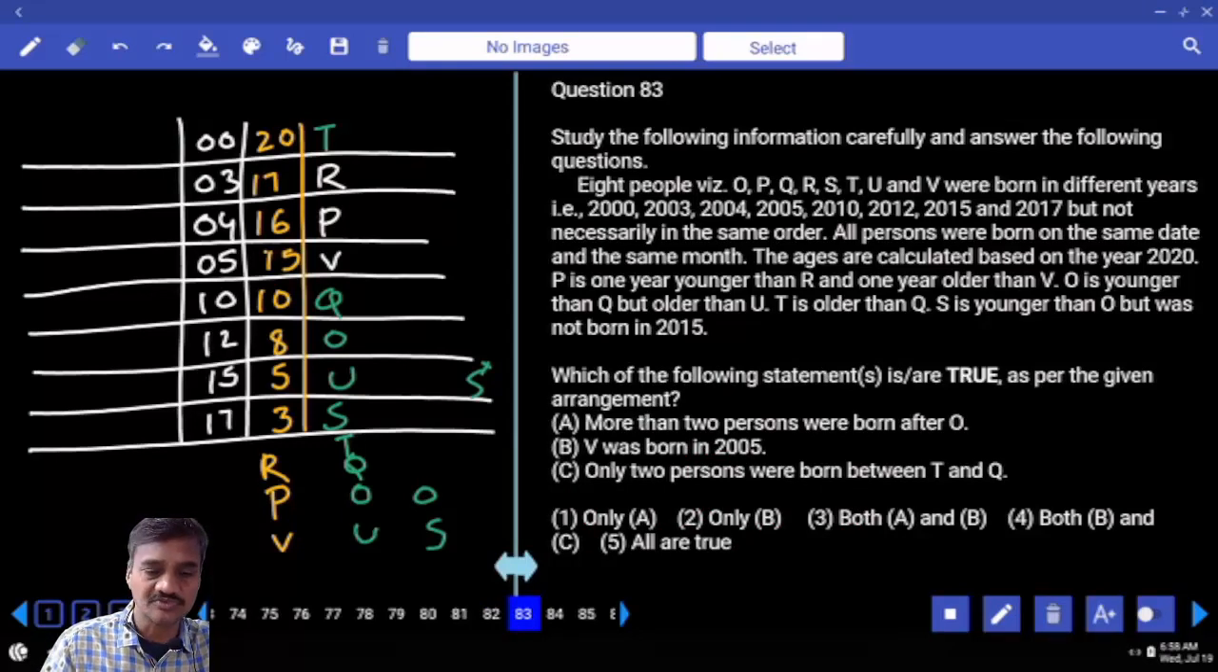More than 2 persons were born after O. Exactly 2 but not more than. And V was born in the year 2005. V 2005, that is definitely B. Only 2 persons are in between P and Q, that is false. Hence only B, that is the choice for question number 83.